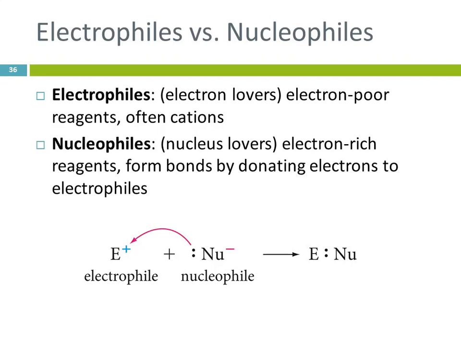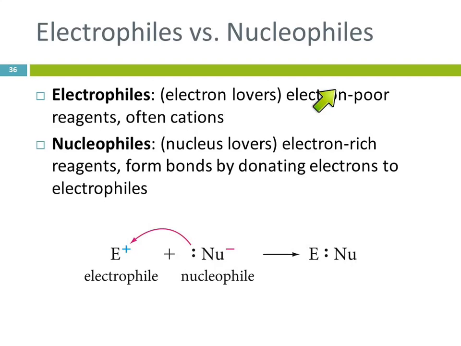So here are two terms that are going to be important: electrophile and nucleophile. Phile comes from phileo, which is referring to love. Philadelphia is the city of brotherly love. Electrophile is something that loves electrons. So an electrophile is an electron lover.